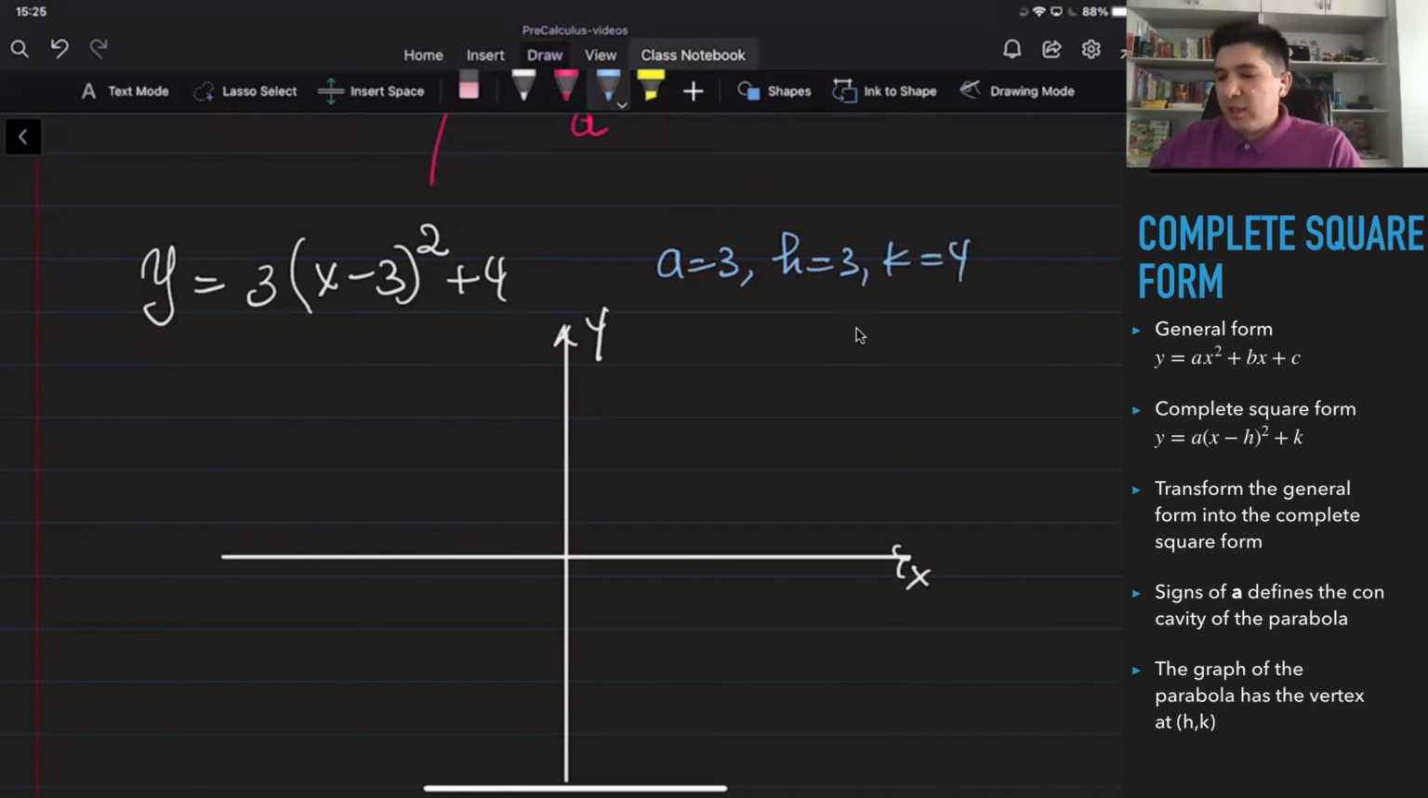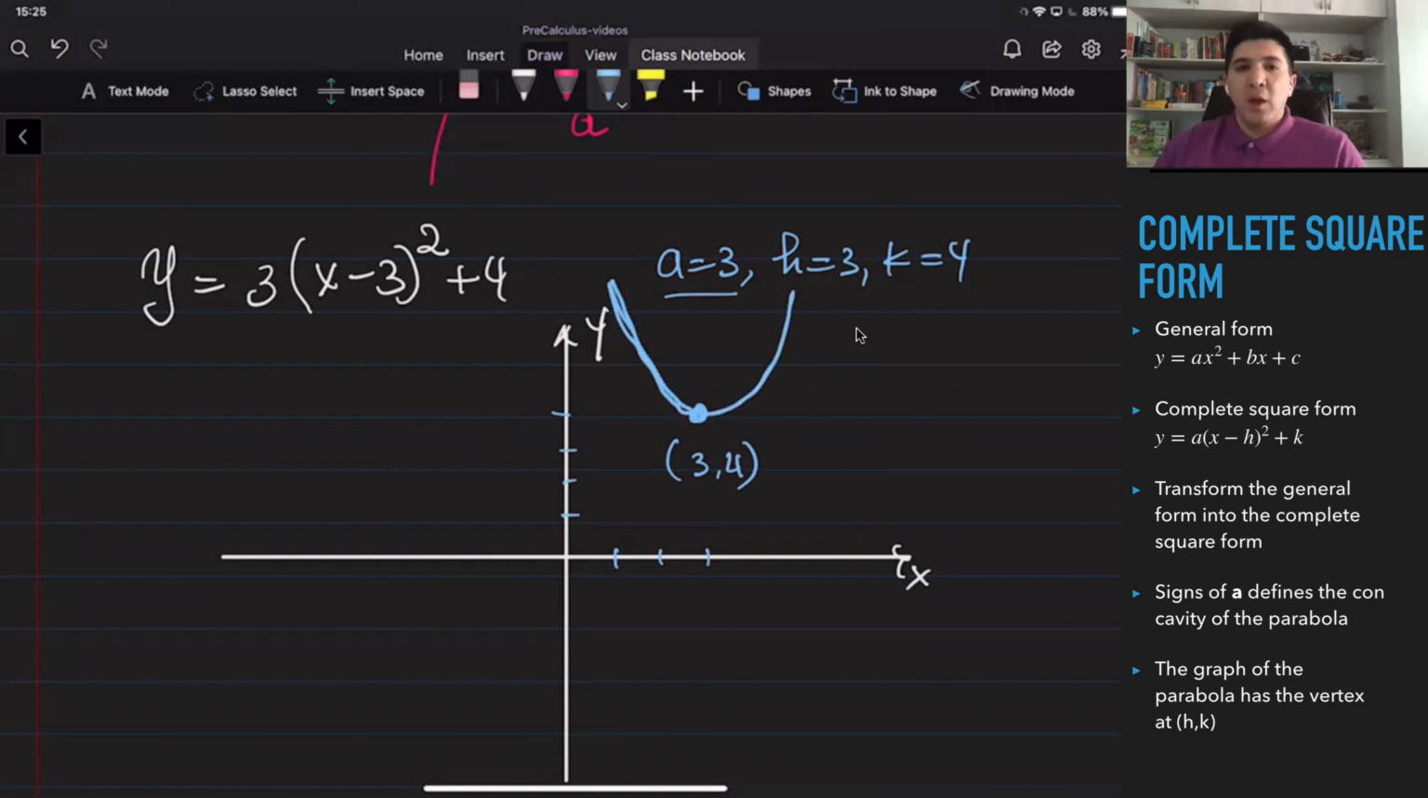What does it mean? I need to look at the value of a, which is positive. It means that it should look upward. Then it should have a minimum point, and the minimum point has the coordinates 3 and 4, h and k. This could be 1, 2, 3 here, 1, 2, 3, 4. So this point is going to be the minimum point, and this parabola is going to look something like this, approximately like this.